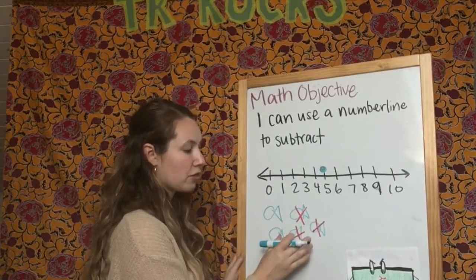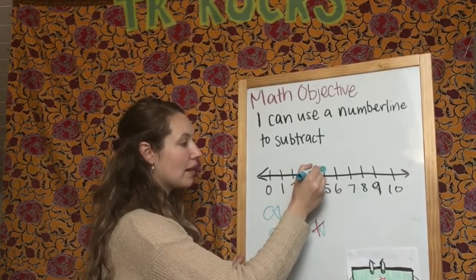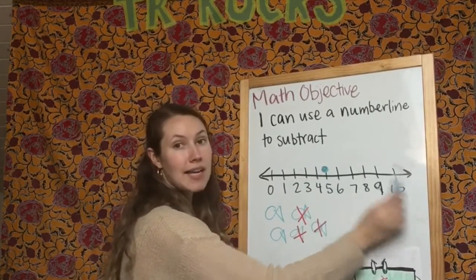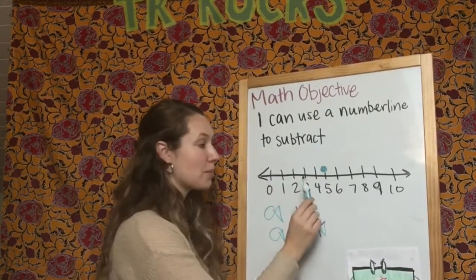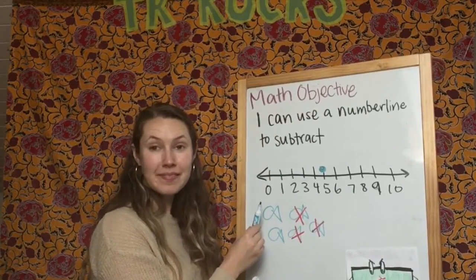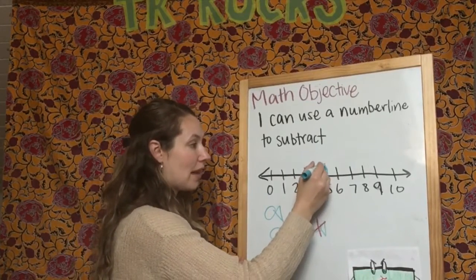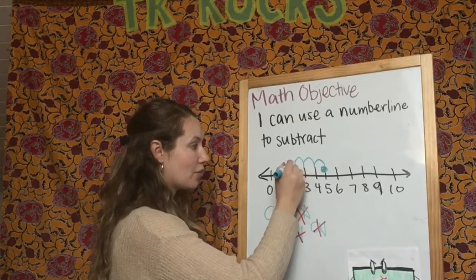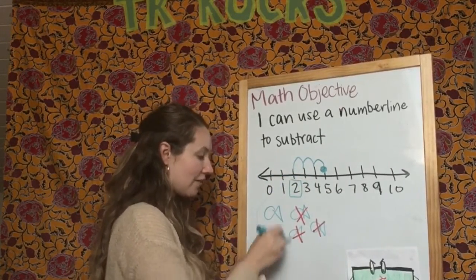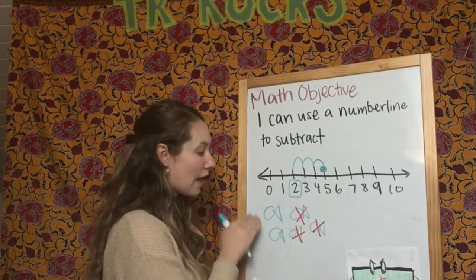So to show that 3 swam away on my number line, I need to jump 3 times, but am I going to jump to the right or to the left? Am I going to jump so my numbers get bigger or my numbers get smaller? I want to jump so that my numbers get smaller. So I'm going to jump to the left. 1, 2, 3. I landed on 2. And is that how many fish I have left here? Yes, 1, 2. So I was able to show that on the number line.